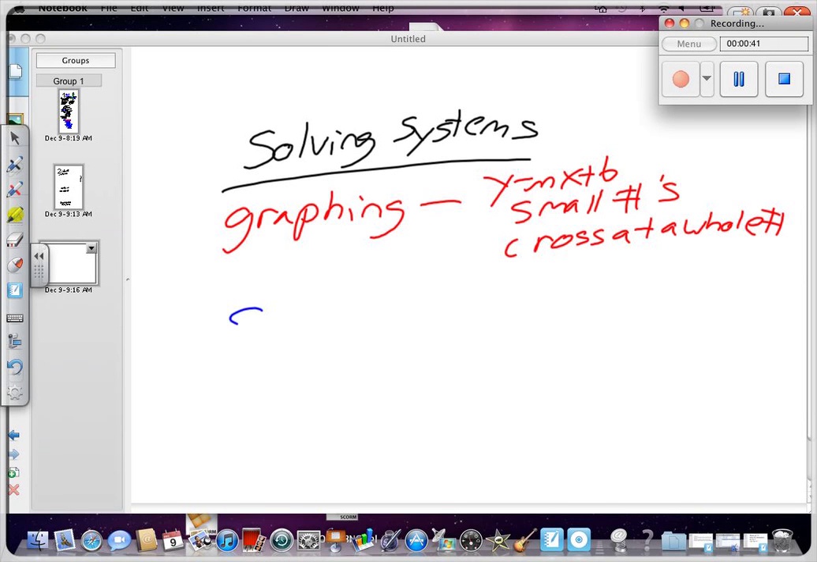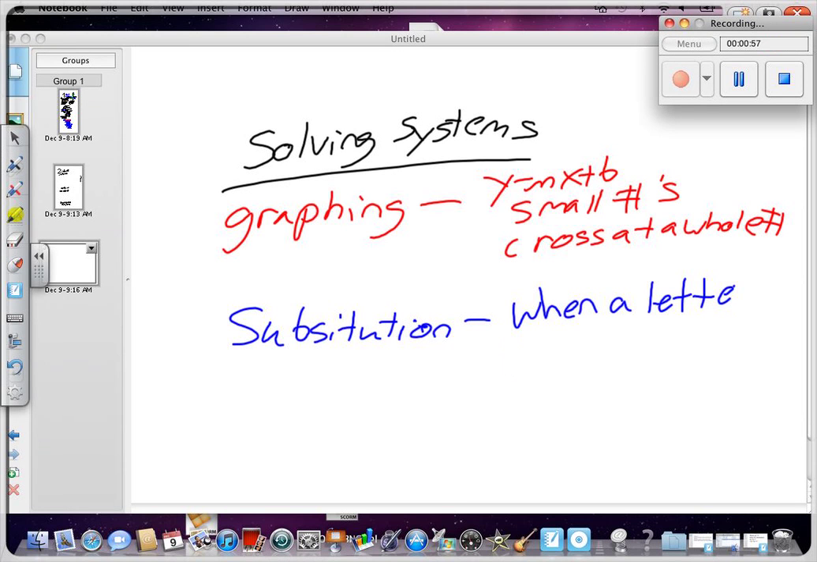When would we use substitution? When a letter is all by itself? When a letter is by itself on one side of the equal sign.